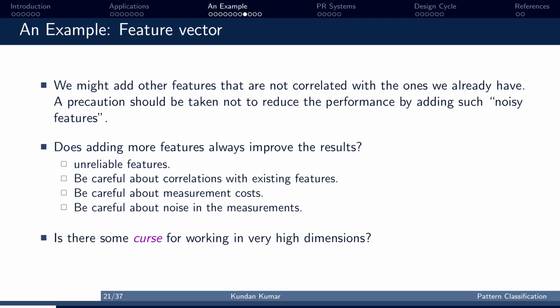So we might add other features that are not correlated with the ones we already have. In that case, precaution should be taken so that performance is not reduced by adding such noisy features. We have to be careful about what kind of feature we are adding. If it introduces noise, it will give worse performance when we classify our data samples, our feature vectors.